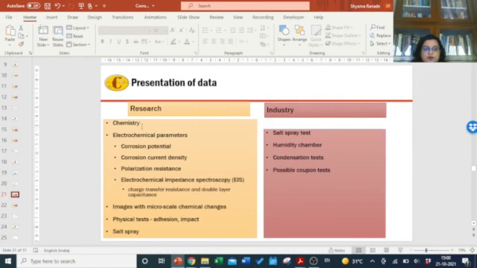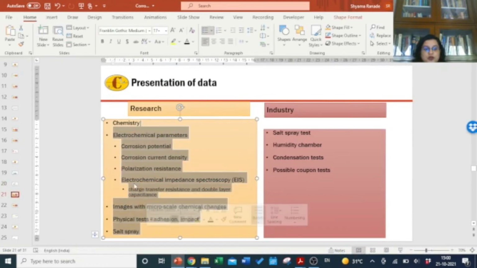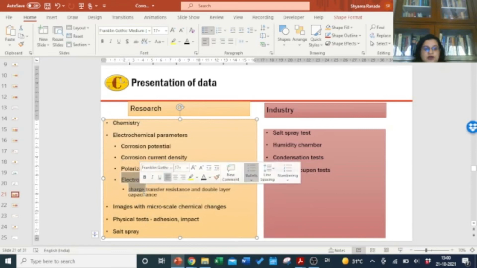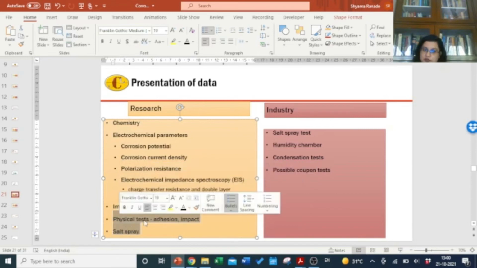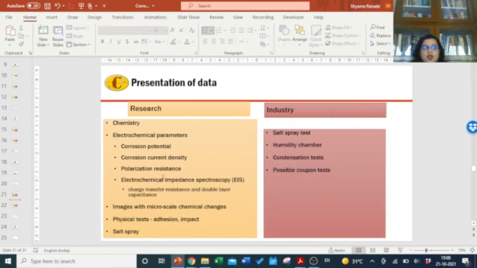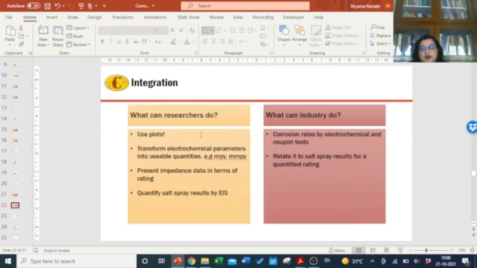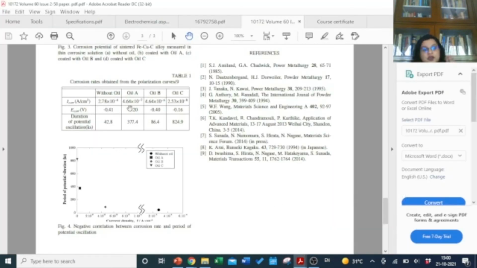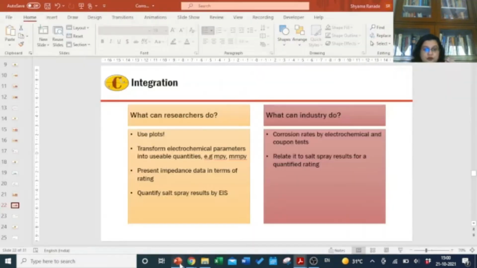Researchers will focus from chemistry to the images. Here the EIS may have different quantities, and they will also do the salt spray test. Industry will mostly do physical tests, possibly using coupons, or third party testing. But when they are trying to integrate it, researchers, as I said, use plots. Even if you have these kinds of quantities, you can use plots to show which one is the best. Looking at the picture will help to pinpoint the best oil quickly.